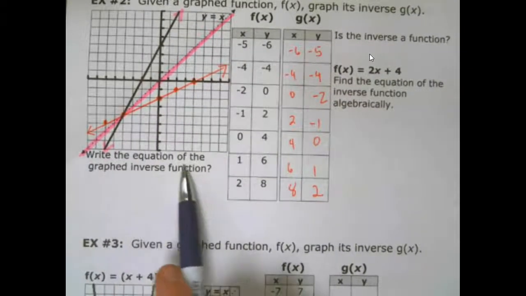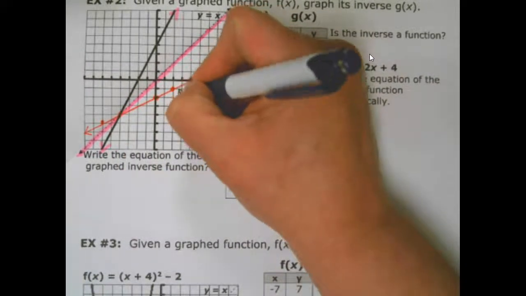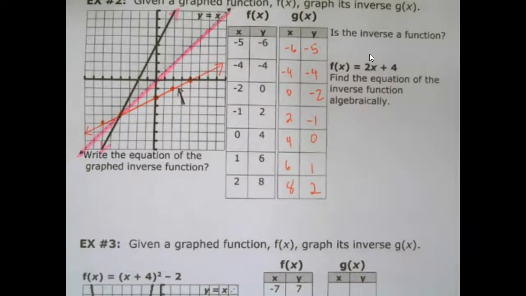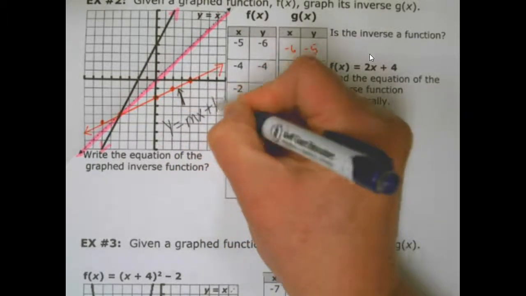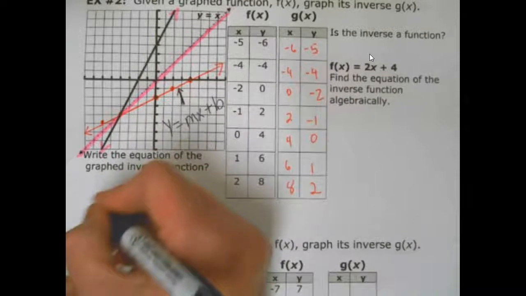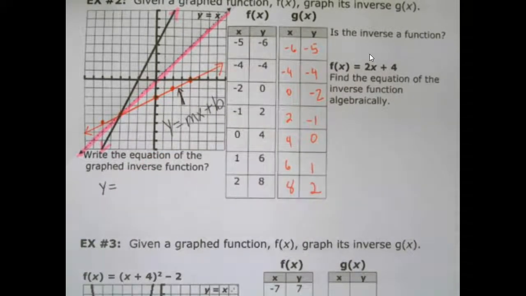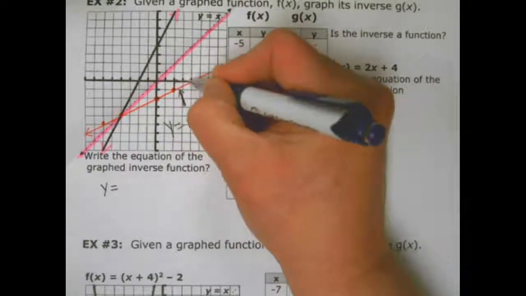Can we write the equation of the inverse line? Can we write the equation of this line right here? If it's a line, it's in y equals mx plus b form. Right? Do we remember what that stands for? What does the m stand for? Angel, what does the m stand for? Would you please answer me? The m stands for the slope, so we're going to do rise over run.